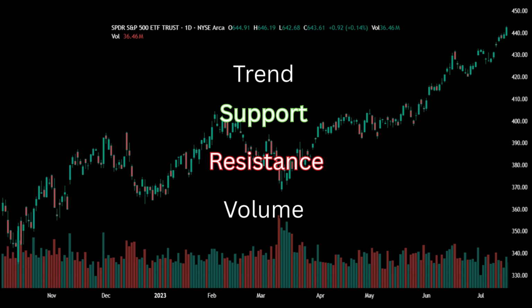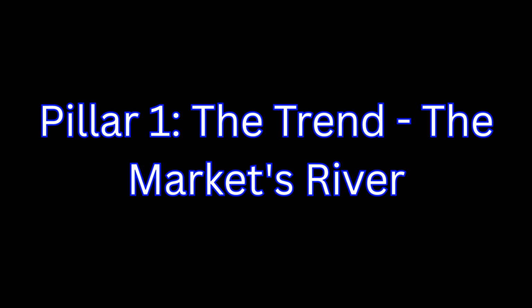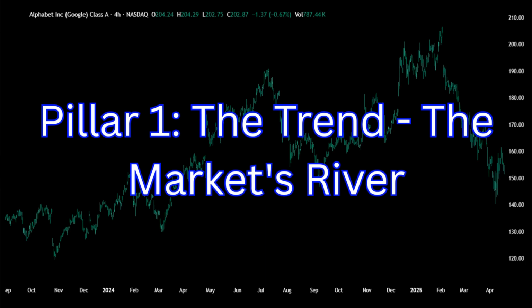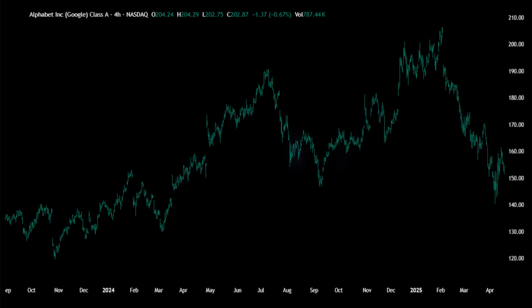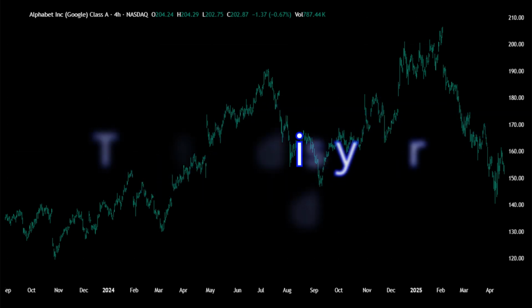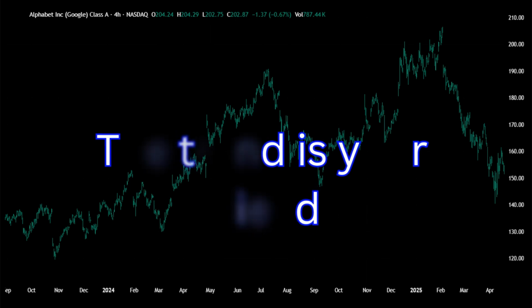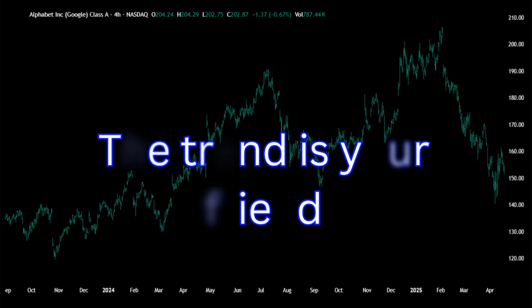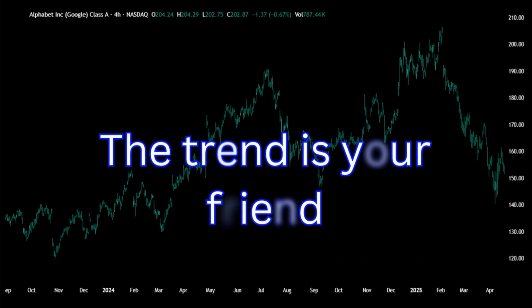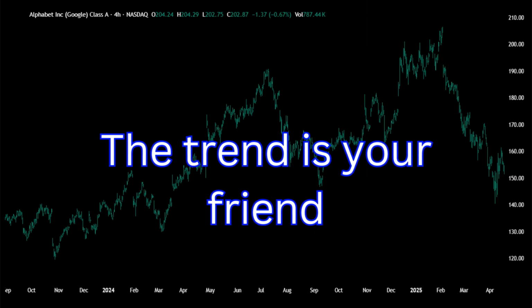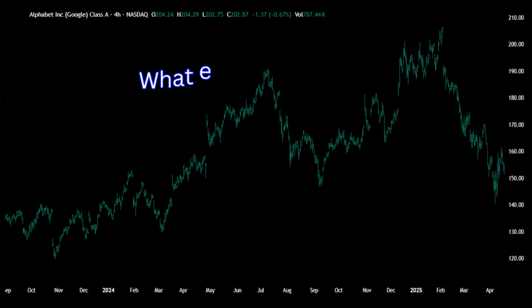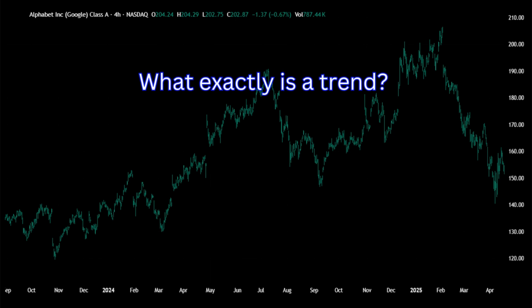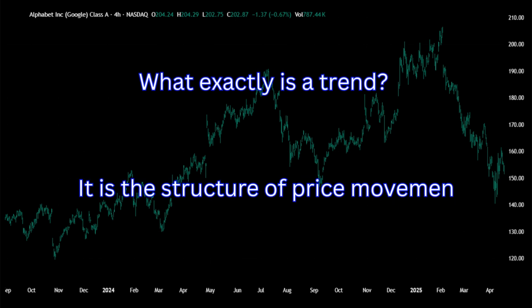Let's begin. The first commandment of a technical analyst is simple, yet profoundly ignored by novices. The trend is your friend. Trying to trade against the main direction of the market is like swimming against a strong current. You might make a few feet of progress, but exhaustion and the risk of being swept away are immense. But what exactly is a trend? It's not just the prices going up, it's a structure.